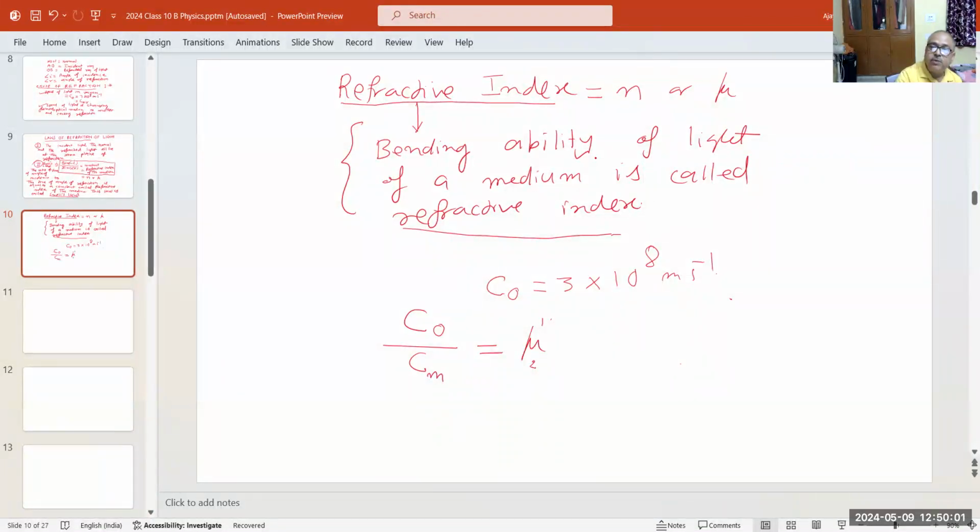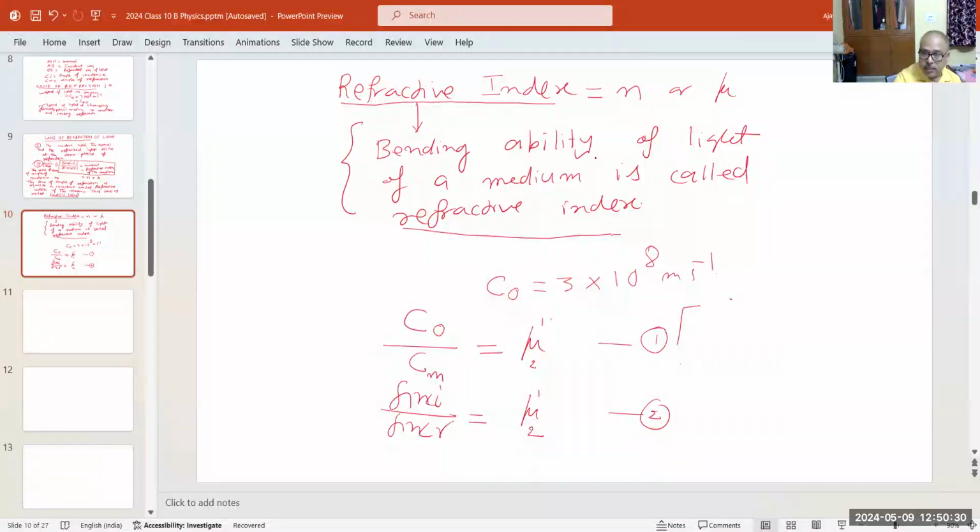This is one of the formulas of the refractive index. And by using Snell's law, you can also write sine of I to the sine of R is also mu. I is in the first medium, R is in the second medium. So you are writing mu of the two with respect to 1.